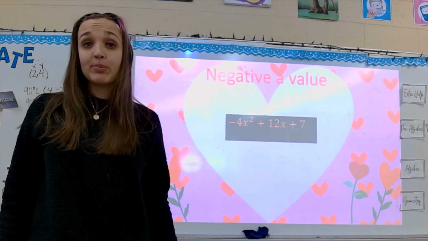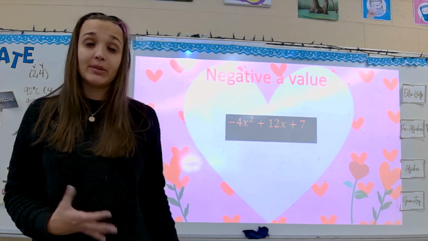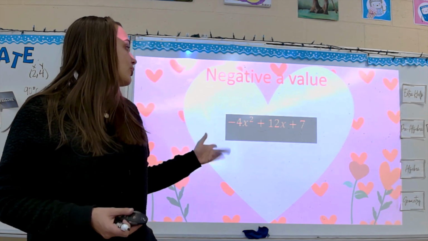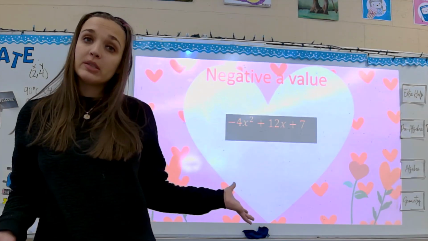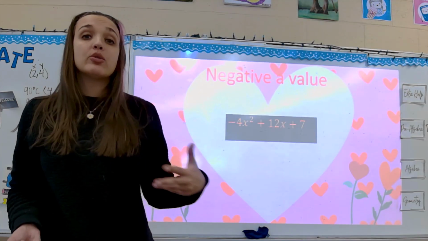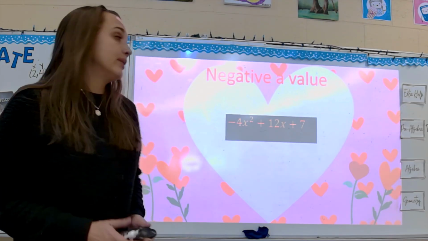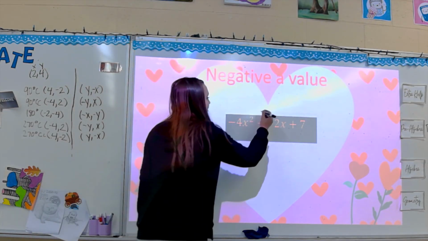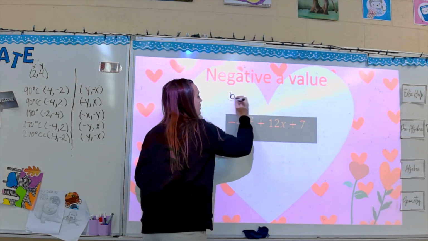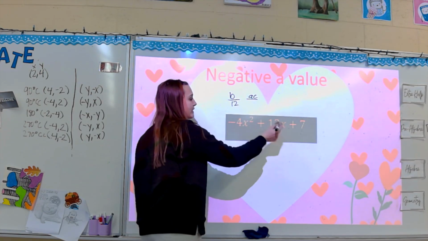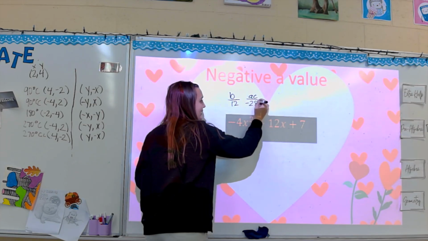So now I have this problem, and I'm going to do the same process as I did before. I'm going to see if there's a GCF. I have negative 4, 12, and 7. Well, because 7 is prime, there's no GCF, so I'm just going to continue like I normally do, and do my BAC. So my B is 12. My a times my c is negative 4 times 7, which is negative 28.